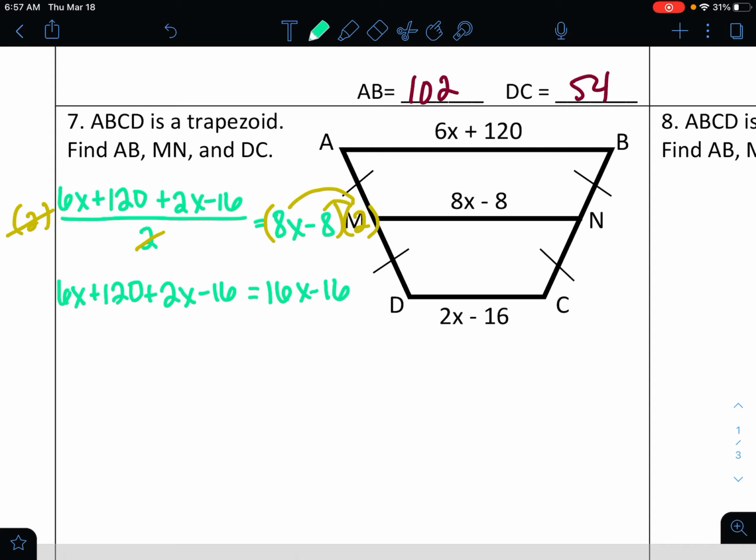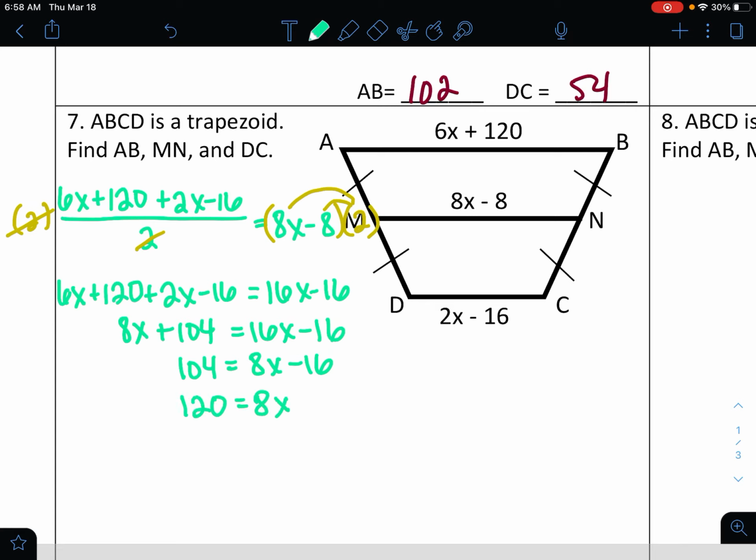Okay, and then you just solve it like a normal equation, combining like terms. We get 8x plus 104 equals 16x minus 16. Then we take 8x away from both sides, so that'll be 104 equals 8x minus 16. Add 16 to both sides, and that'll give us 120 equals 8x. Then divide both sides by 8. What's 120 divided by 8? 15, okay, so that's going to be 15 equals x. So you don't have to do all that. You can just use nsolve.